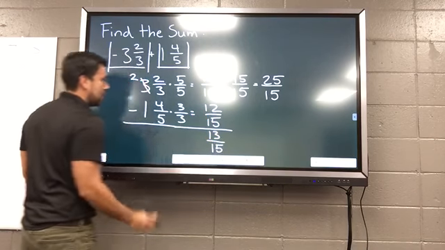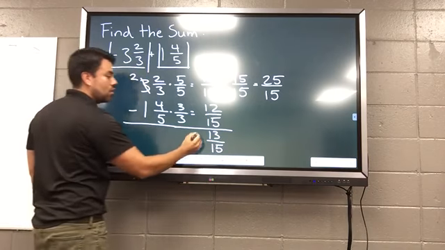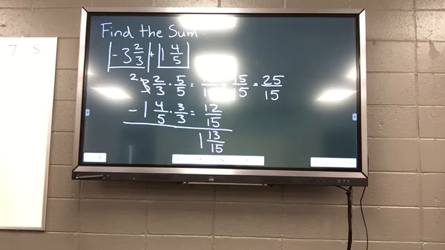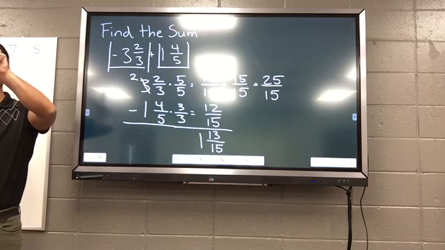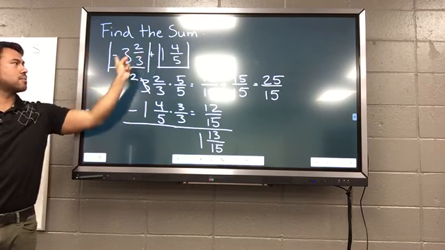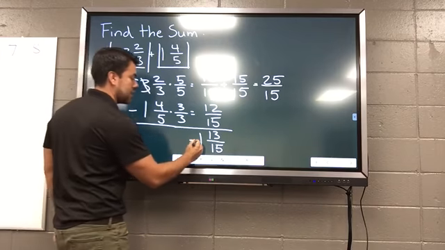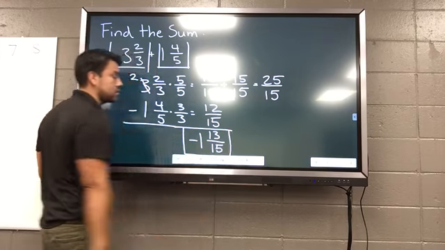13/15. And that's 2 minus 1? 1. Is this a positive or negative answer? Negative. Wait. Positive. Negative. Okay. Step 2. Which one of these had the larger absolute value? This number, so you keep a negative sign here. It's negative 1 and 13/15.